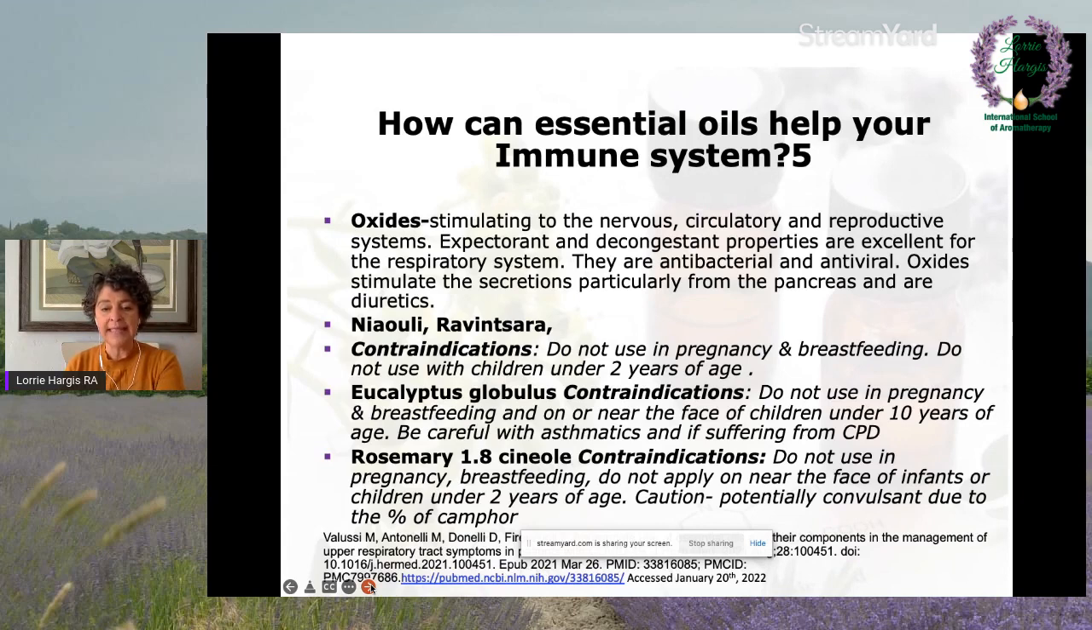Rosemary, 1,8-cineole. Contraindications: do not use in pregnancy, breastfeeding. Do not apply on or near the face of infants or children under 2 years of age. Caution: potentially convulsant due to the percentage of camphor.